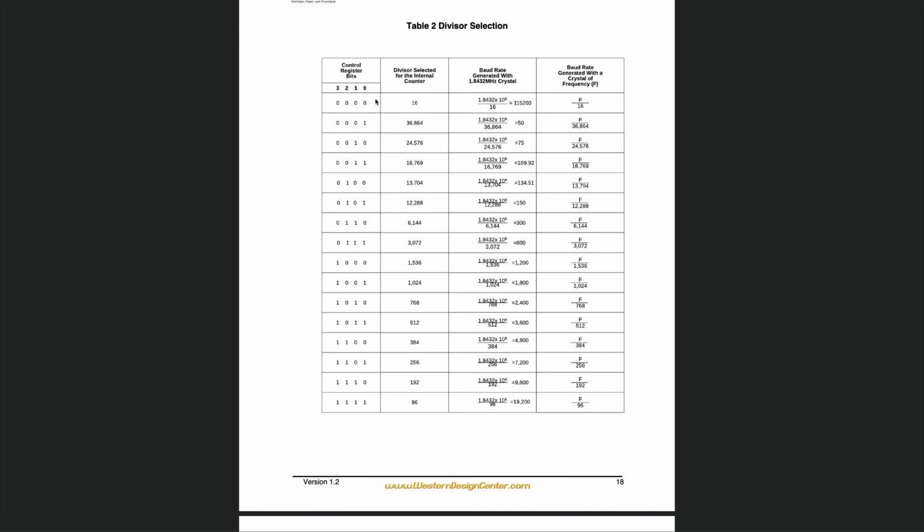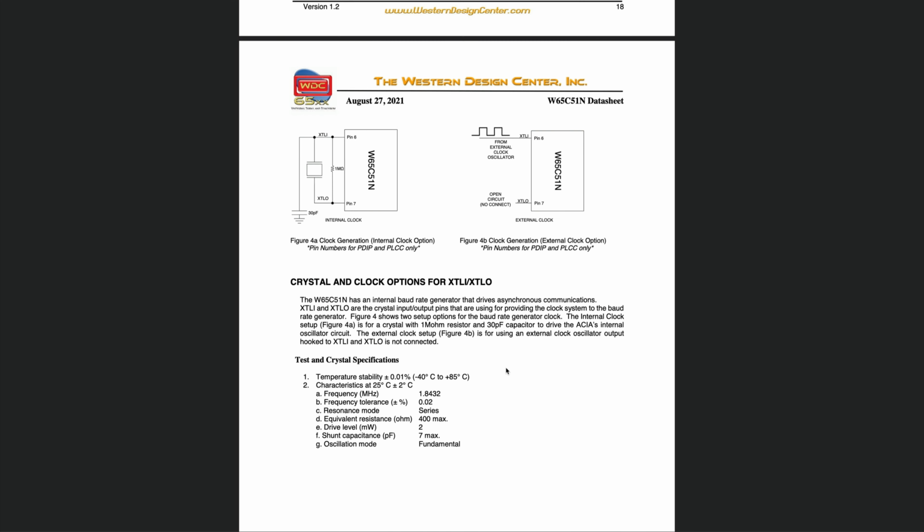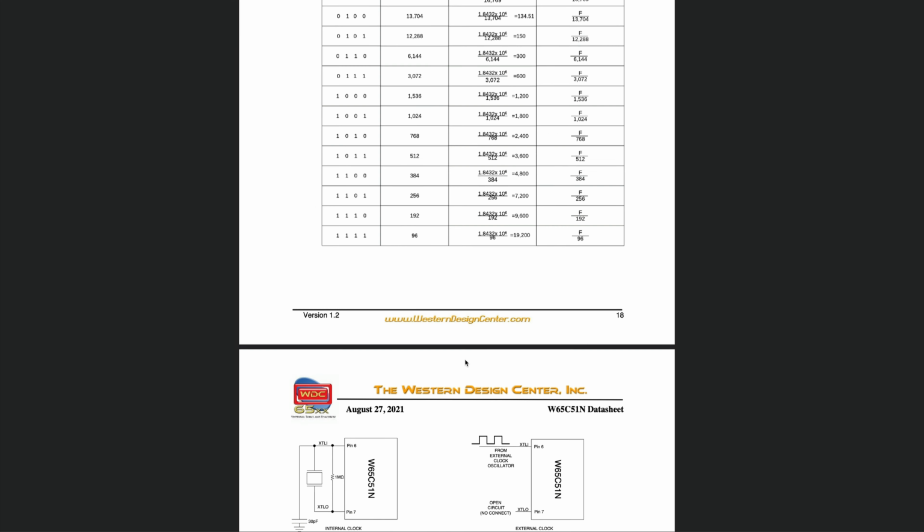So these are the baud rates that are supported by the device. Depending on the control register bits 0 to 3, we can go from a baud rate of 50 to 115K. And we can see here that we have two options to supply the clock. We can either use a crystal, and then we have to connect it between the XTLI and XTLO pins of the device, or we can supply our own clock, and then we have to connect it to XTLI and ignore the XTLO pin. I think I have enough information now to start building the schematic.